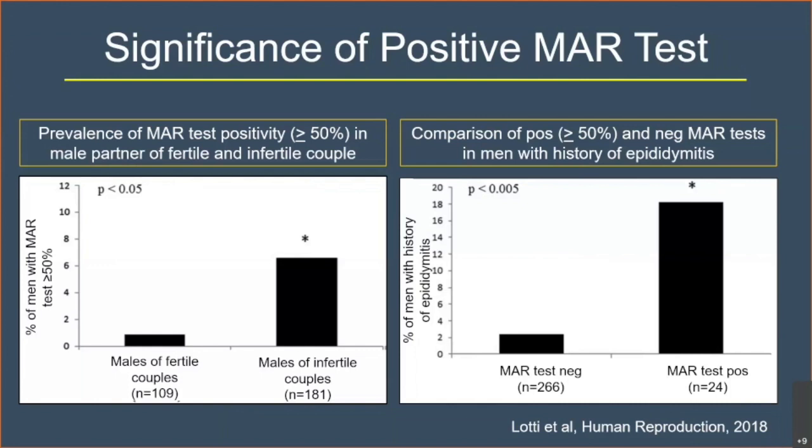The second bar diagram shows comparison of positive MAR test and negative MAR test in men with history of epididymitis. Epididymitis is, again, a disruption of the blood-testis barrier, and what they have reported is a higher percent of MAR test positivity in patients with epididymitis. So it can be positive in patients with orchitis as well as in patients with epididymitis. Next slide.